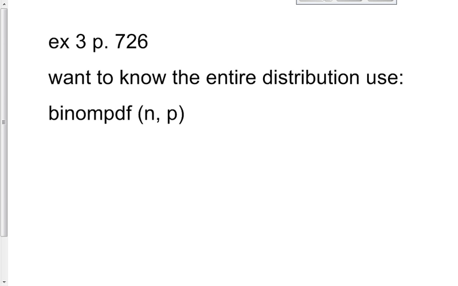Now we're going to go to example number 3, which is on page 726 in your book. For this particular example, what we want to look for is the entire distribution. We don't want to know just one particular answer. We want to know the answer for all of the choices.